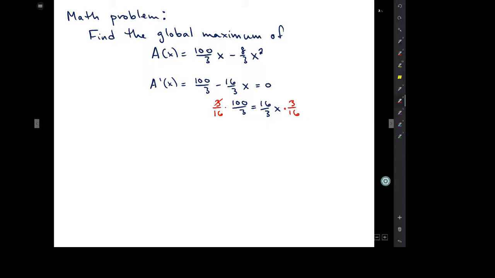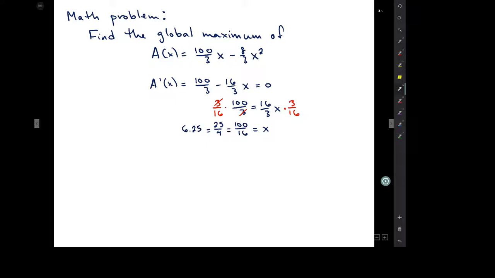And those 3's cancel out nicely. And so what we get is that x has to be 100 over 16. And if I want to be a good mathematician, I reduce that to 25 over 4. And if I want to be understandable, I write that as a decimal. I write that as 6.25.